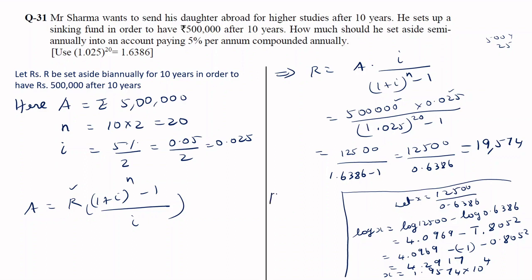So the amount to be set aside at the end of every 6 months, it is rupees 19,574. This much amount can be set aside. Here, this should be as 5% per annum compounded semi-annually. This is semi-annual.